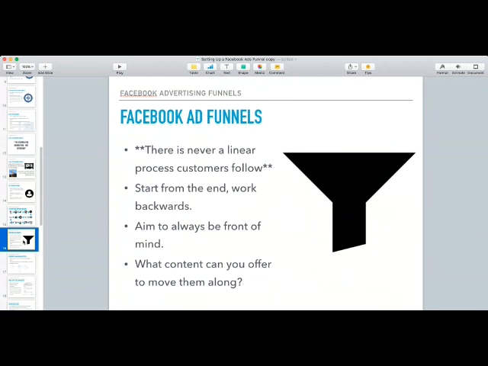And all you can aim to do is be front of mind, because like I said, every individual will be different. There isn't a consistent journey from the first step of being exposed to the brand through to actually converting. So there's no silver bullet. You just need to be front of mind and take those key decision points and think about what content you can offer to move them further along to the next step.